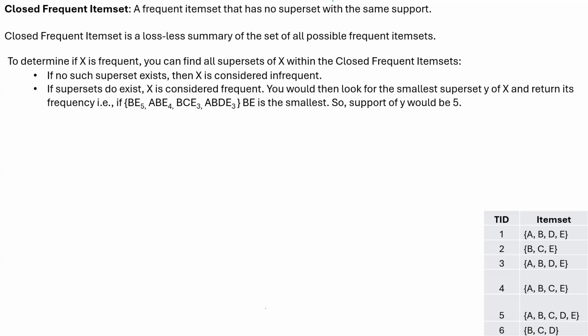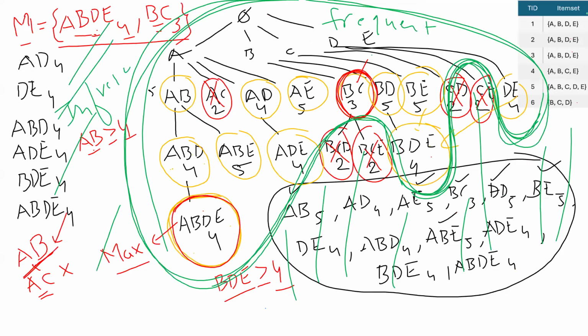A frequent item set is an item set that has no superset with the same support. Okay, a frequent item set that has no superset with the same support. It shouldn't have a superset with the same support. That is all it comes down to. Okay, now let's mark in this diagram what are closed item sets.